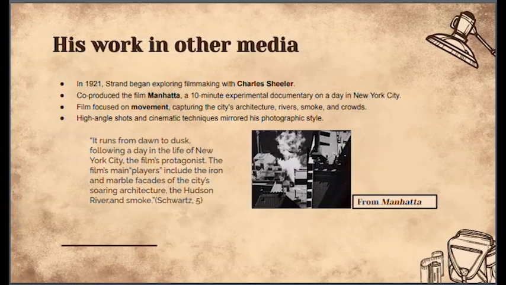Although Strand is best known for his photography, he didn't limit himself to just one medium. In 1921, he collaborated with the painter and photographer Charles Sheeler to create his first film, Manhattan. This 10-minute experimental documentary was a cinematic exploration of New York City. Stephanie Schwartz mentioned in her book Paul Strand's Live and Labor that the movie runs from dawn to dusk, following a day in the life of New York City. The film's main players include the iron and marble facades of the city's soaring architecture, the Hudson River, and smoke.